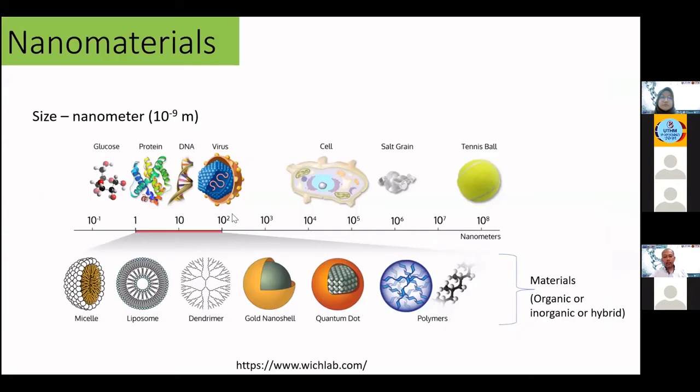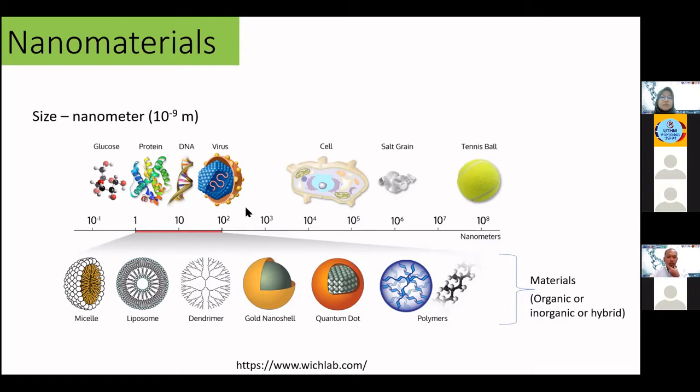Okay, nanomaterials. When we talk about nanomaterials, we are talking about the small, because it deals with nanometers. And a nanometer, we know, is 10 to the power of negative 9. If you can see this image, there is a scale here, starting from 1 nanometer up to 10 to the power of 8 nanometers. This is a tennis ball. A cell is micrometer.